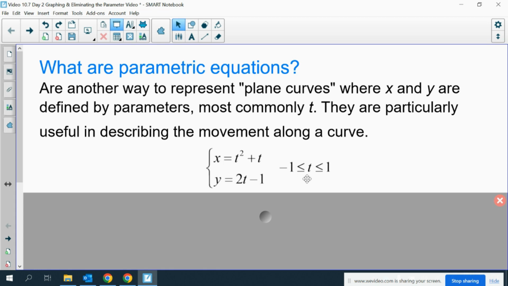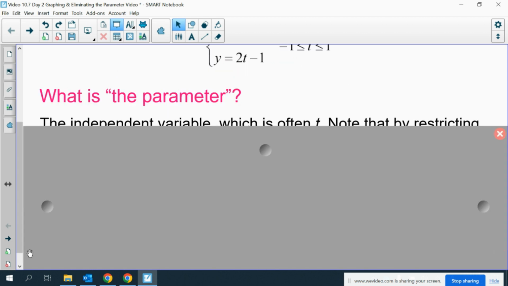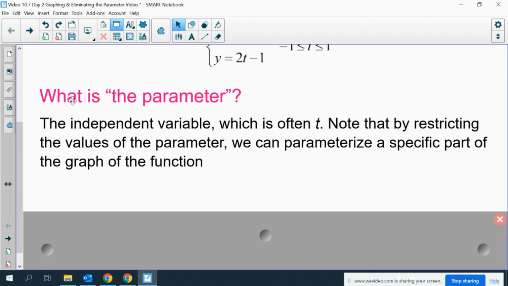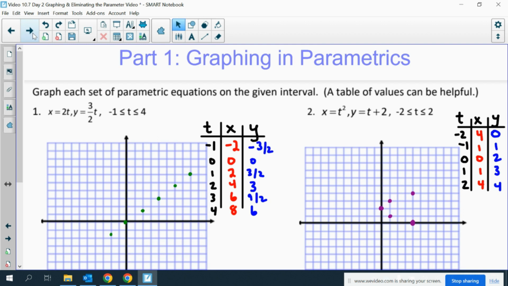So, for example, we may see parametric equations written as x equals t squared plus t, y equals 2t minus 1, or something along those lines, where we have t represented from a certain number to another number. The parameter is often called t, that's the independent variable, and by restricting the values of the parameter, we can parameterize a specific part of the graph of a function. So we're going to see that quite often here.